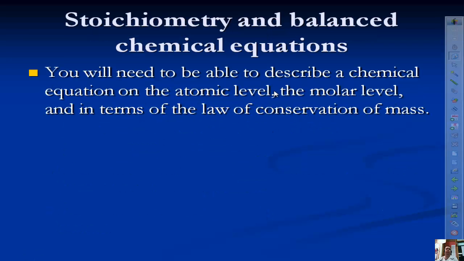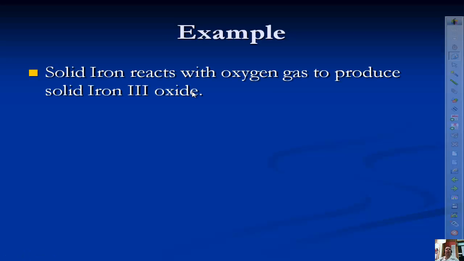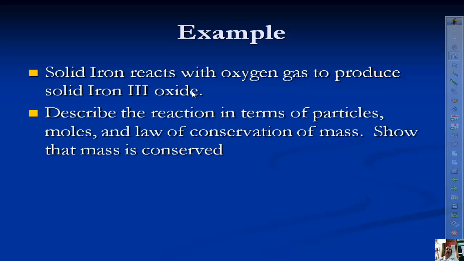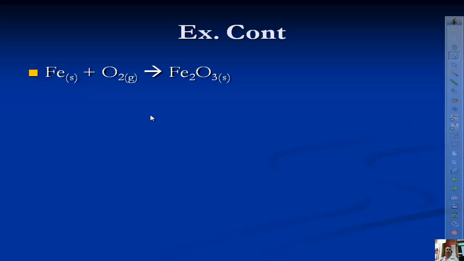You're going to need to be able to describe a chemical equation on the atomic level, the molar level, and in terms of the law of conservation of mass. Here's an example. Solid iron reacts with oxygen gas to produce solid iron(III) oxide. Here are the 4 things I need you to do. Describe it in terms of particles. Describe that reaction in terms of moles. Describe that reaction in terms of the law of conservation of mass. And the final step, which goes back to the law of conservation of mass, is to show that mass is completely conserved.